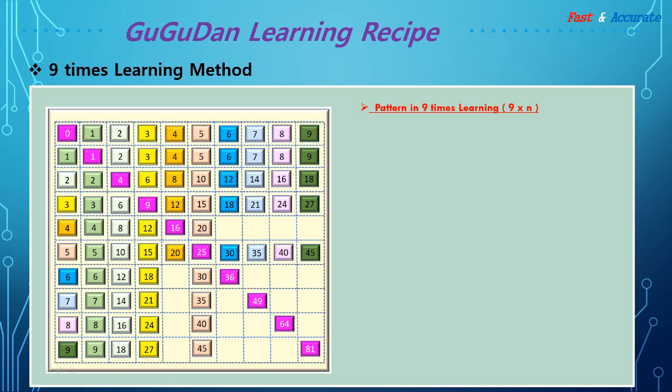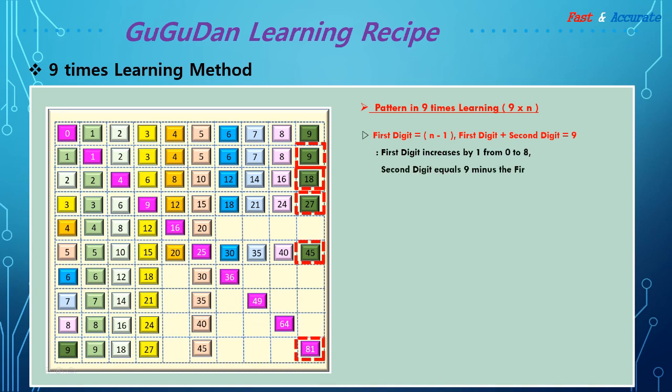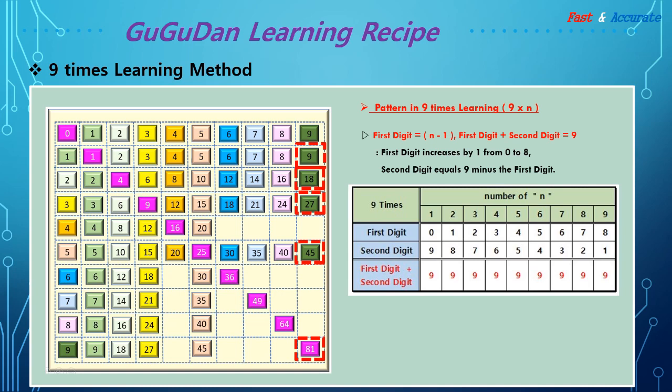9 times can be expressed as 9 times n using the letter n. As a result of learning up to 5 times, we already know that 9 times 1 is 9, 9 times 2 is 18, 9 times 3 is 27, 9 times 5 is 45, and 9 times 9 is 81. When n changes from 1 to 9, the first digit of the multiplication of 2 digits becomes n minus 1, and the second digit equals 9 minus the first digit, and the sum of the first digit and the second digit is always 9. It may seem difficult to understand with text and words, but when you see the content organized in the diagram at the right side, it will be intuitively and clearly understood.